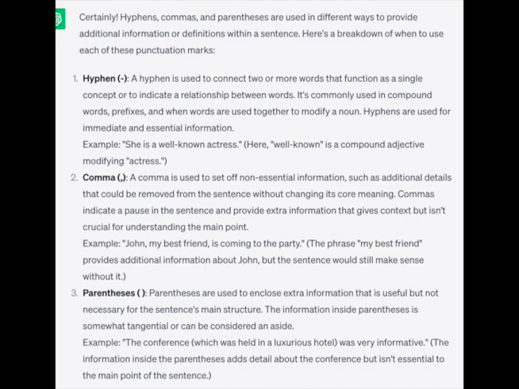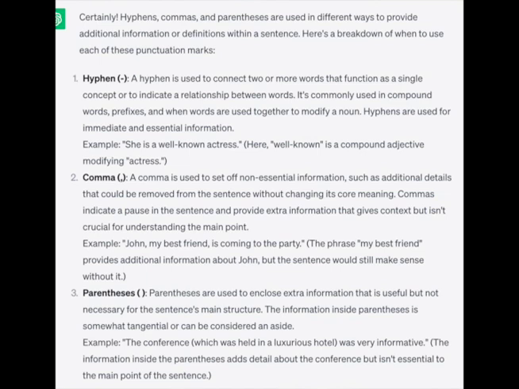Example here, John, my best friend, is coming to the party. So my best friend, this is a non-restrictive clause, is not critical to the understanding of the statement. It's just additional information that might be of interest. And then parentheses are used to enclose extra information that is useful but not necessary. That's one thing I want you to think about as you're writing this semester. Anytime you place information in parentheses, you are signaling to your reader that this is not critical information.